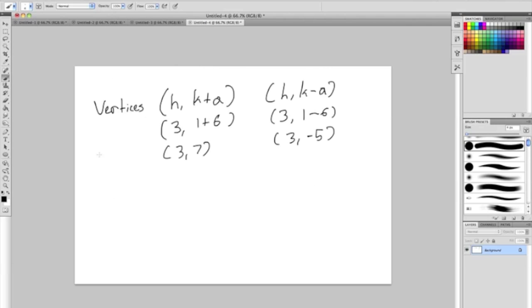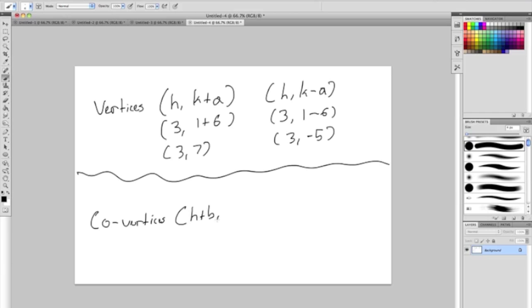The co-vertices are found almost the same way, but instead of adding to the k, you're going to do the same thing to the h. So these are co-vertices. The first one is going to be h plus b, and k stays the same. And the second one is going to be h minus b, and k stays the same.